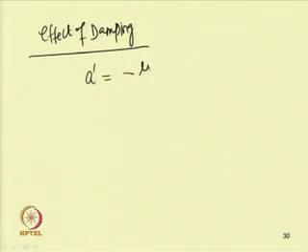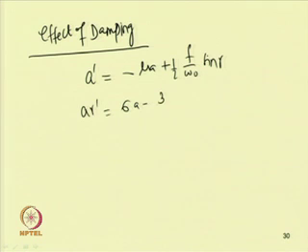So, from our reduced equation, we know our reduced equation is a dash equal to minus mu a plus half f by omega 0 sin gamma, and then a gamma dash equal to sigma a minus 3 by 8 alpha by omega 0 a cube plus half f by omega 0 cos gamma.